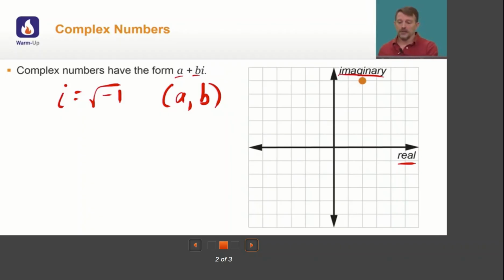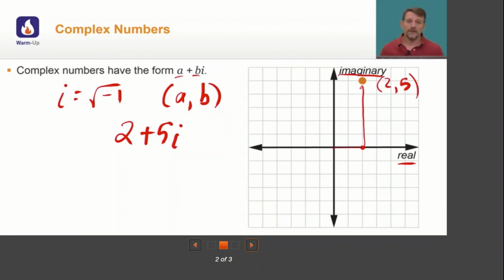Take, for instance, the complex number 2 plus 5i. It would look like this, where we move 2 units on the real axis and 5 units up on the imaginary axis. We use the coordinates 2, 5 as the coordinate pair. Now you identify a point in the complex plane.